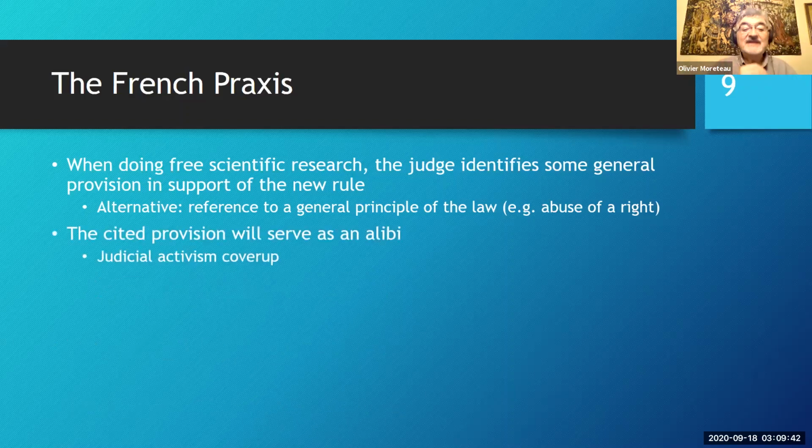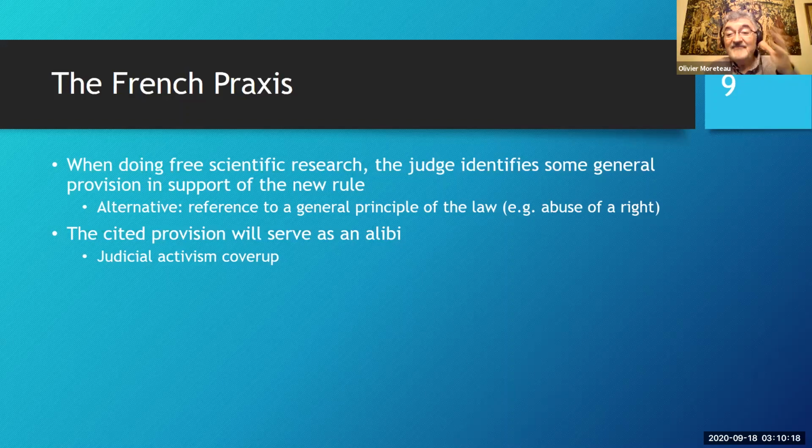The provision that you will identify will actually serve as an alibi, okay? It will sort of cover up your activism, because let's not hide behind the words. Though judges cite a provision, they are pretty much activists, okay? They're trying to move the law away from the original intent. But you have an alibi, you can say, oh, no, no, no. The idea is at the least implied in the provision that I'm citing in my judgment.